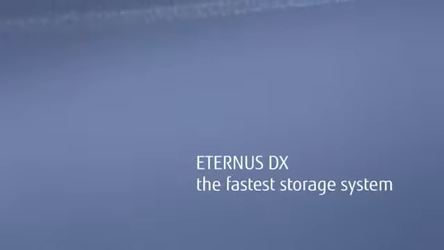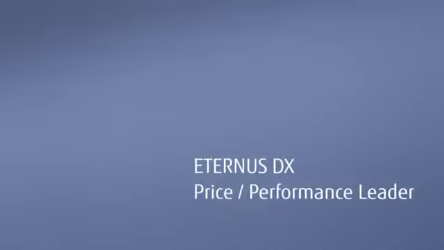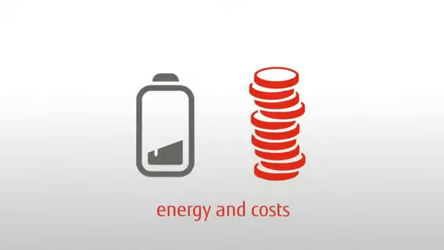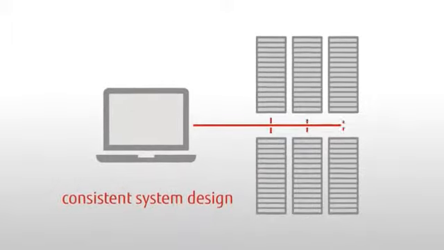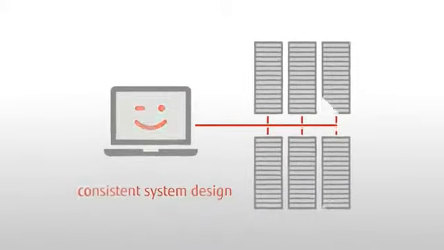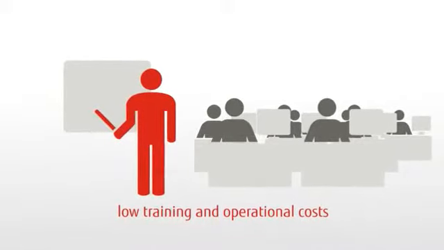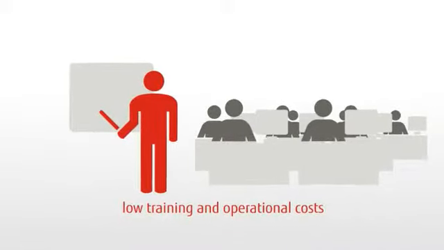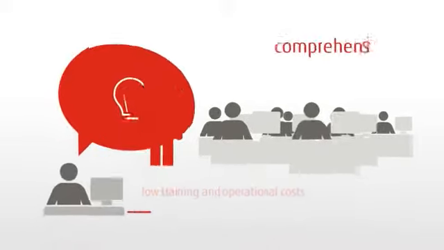ETERNUS DX is the price performance champion. How are cost benefits achieved? Eco mode technology, saving both energy and costs through a consistent system design, resulting in reduced efforts for operations, maintenance, and migrations. Uniform and intuitive system management across the entire product family, ensuring training and operational costs are low.